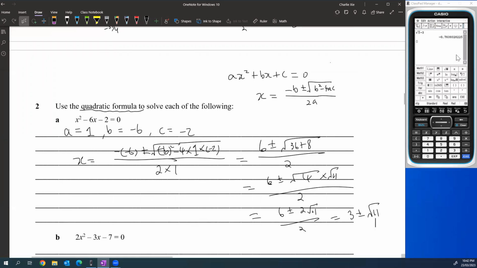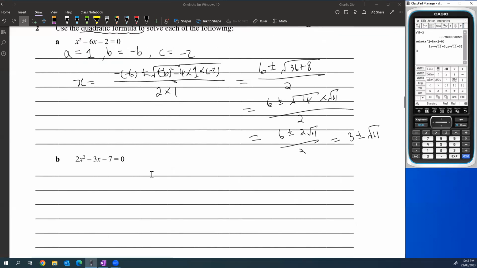Of course, if you've got your calculator, you can check your answer simply by solving this equation. So solve x squared minus 6x minus 2 equals 0. Okay, so here it is. We got it right. 3 plus or minus square root of 11.